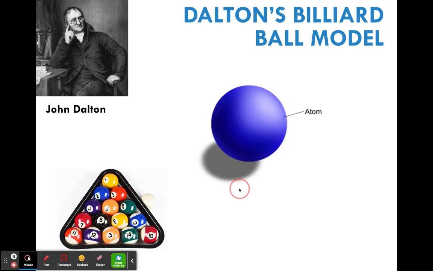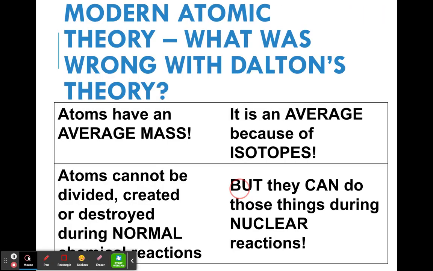So here we have John Dalton's model. He believed that the atom was an unbreakable solid sphere. There were no parts to it that could be broken apart. He also held that all atoms of the same element were the same size and properties and things like that. But those turned out to be actually false.